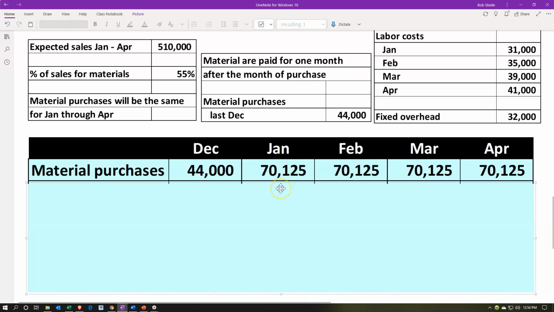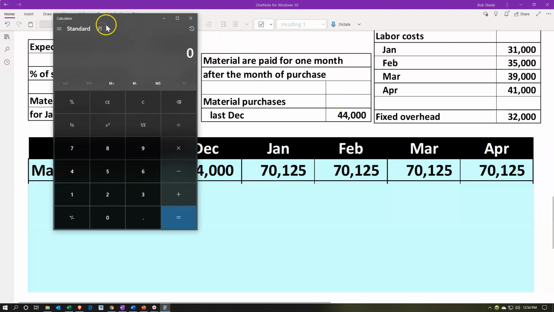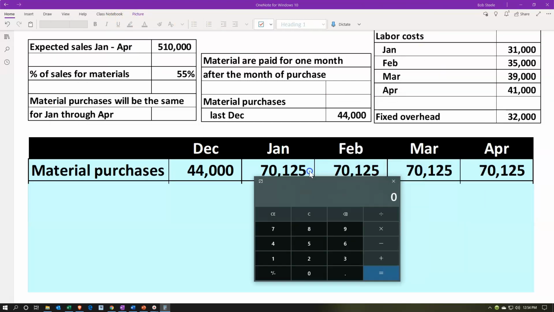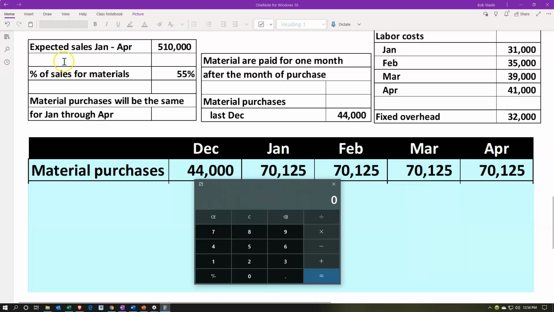So first, we're going to start out with the material purchases, because those are the items that are going to go through accounts payable. We're going to say that we have the 44,000 for December, and what we're going to do to calculate this is we're going to take the expected sales. Well, December they gave us the 44,000. So the 44,000 is December, and then we're going to take the 510,000 for our range times 0.55.